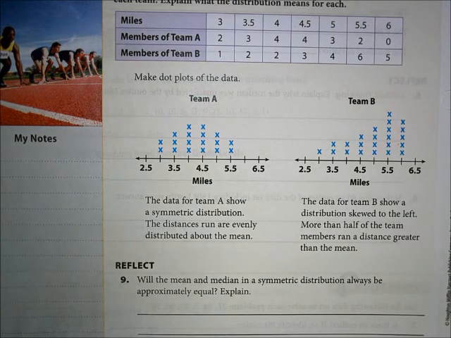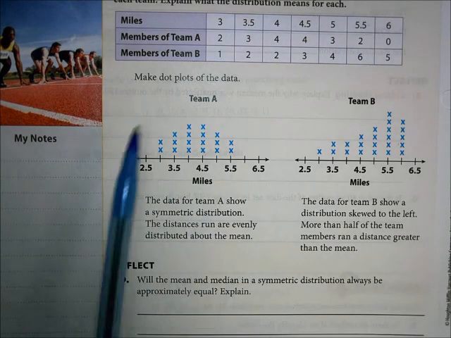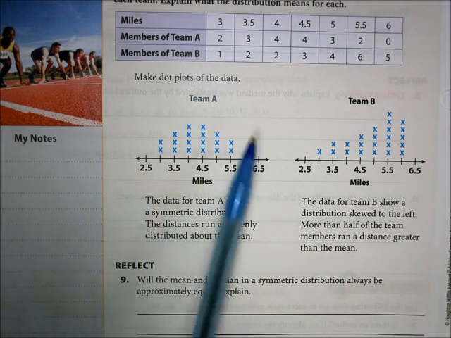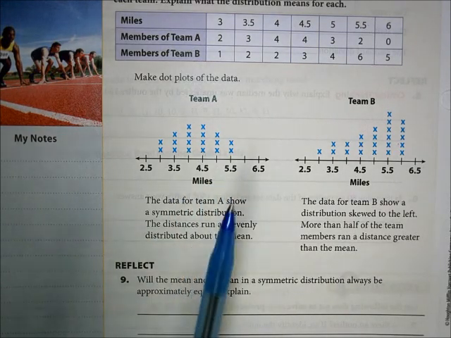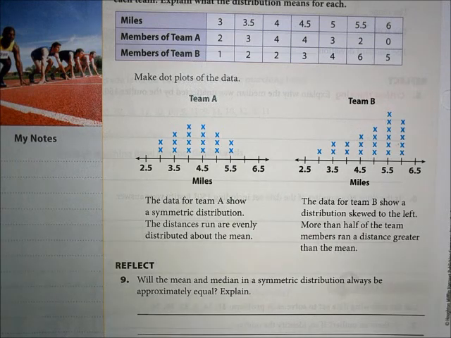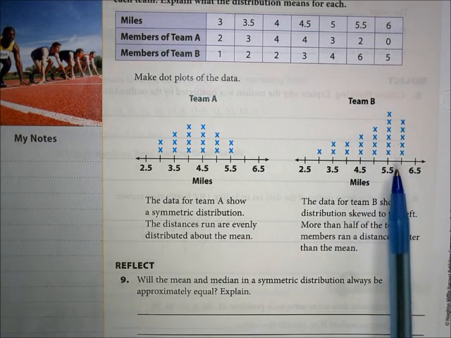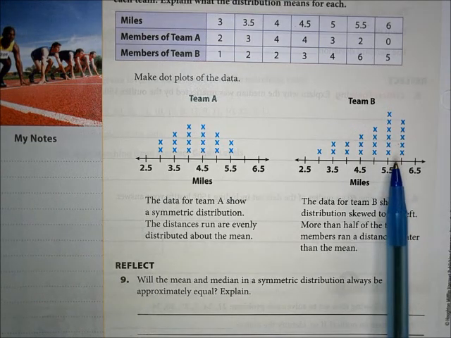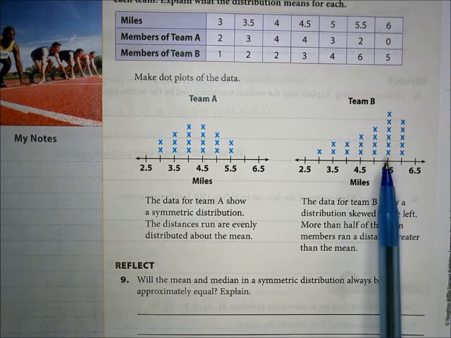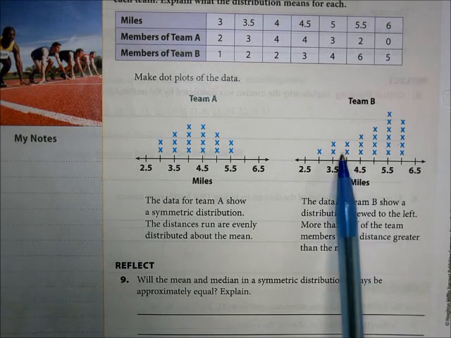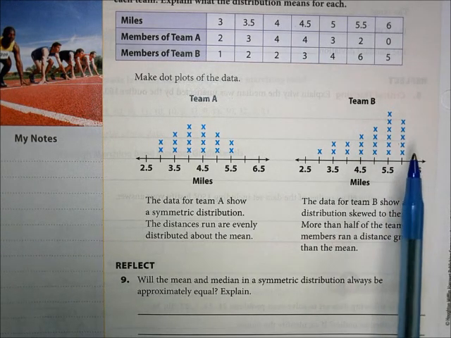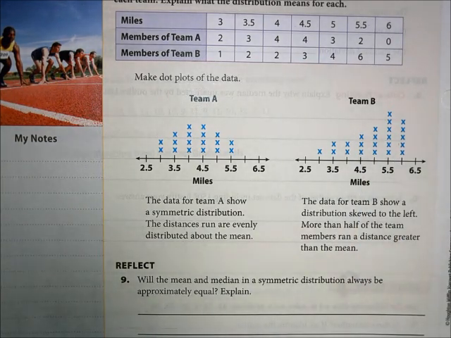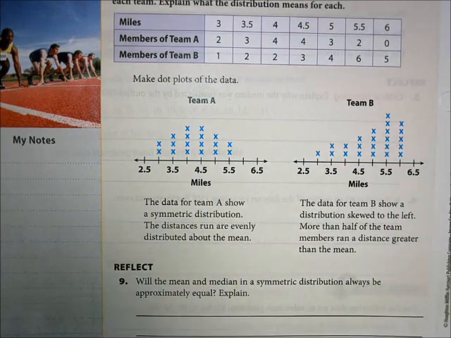Will the mean and the median in a symmetric distribution always be about equal? So like for Team A, if we calculated the mean and the median, what we would find is yes, they do tend to be very similar. Now, when the data is skewed in one direction or the other, we're going to find that the median is going to be closer to where the values are clustered. So if more of these data values are clustered to the right, we're going to find that the median is further to the right than in a symmetrical distribution.